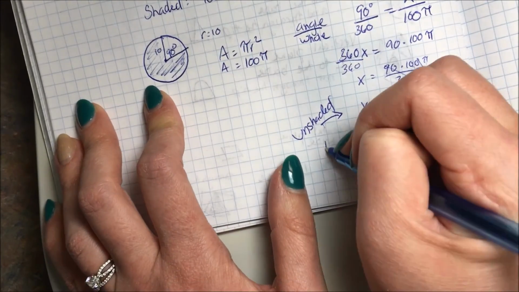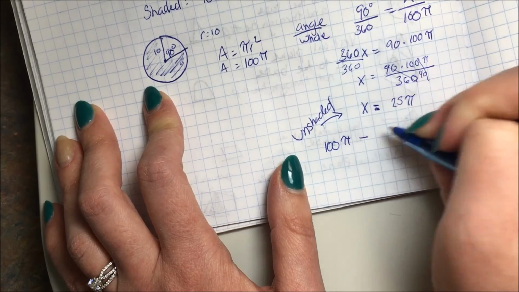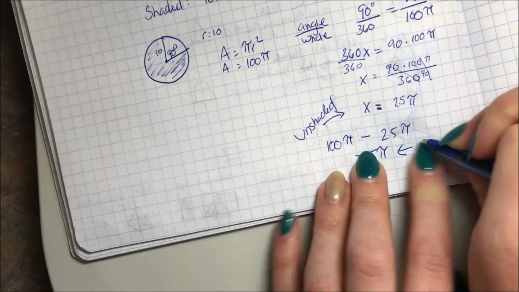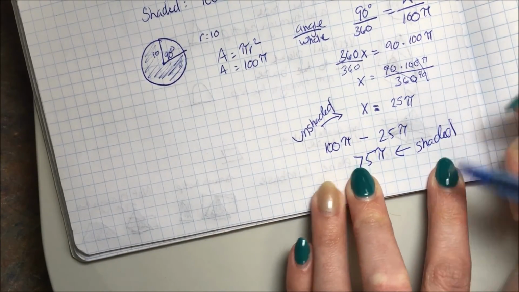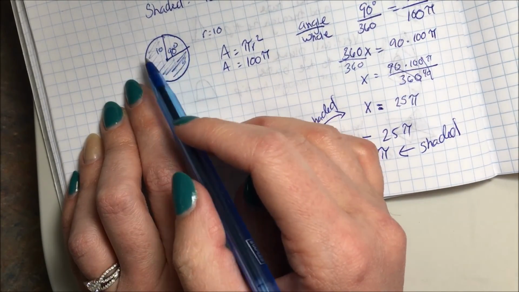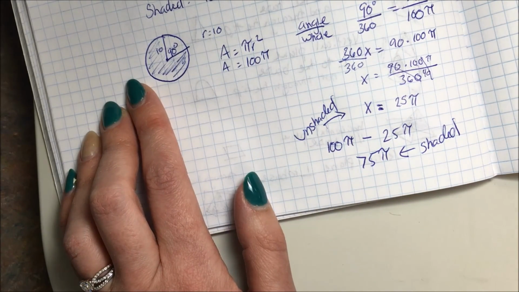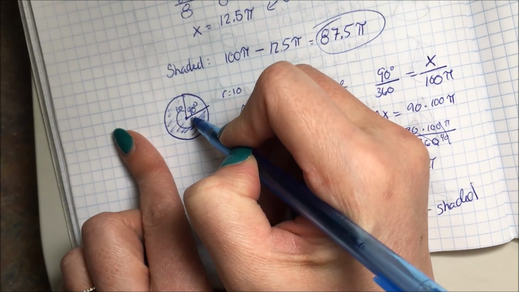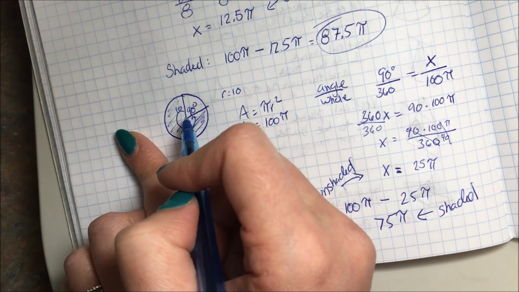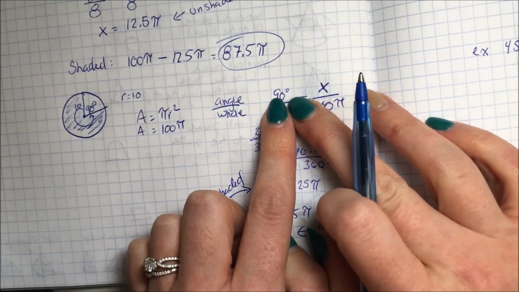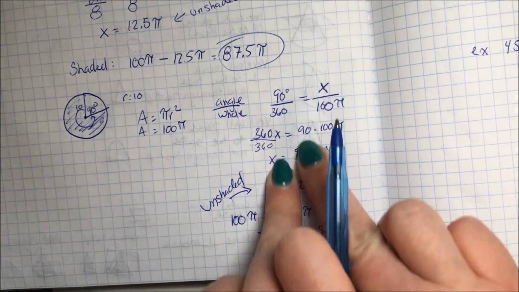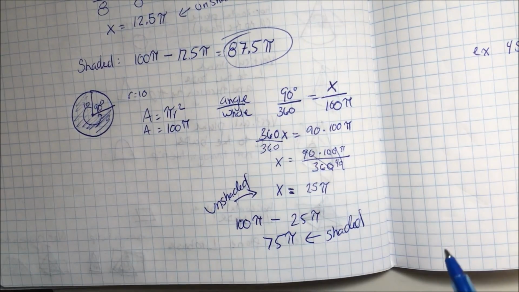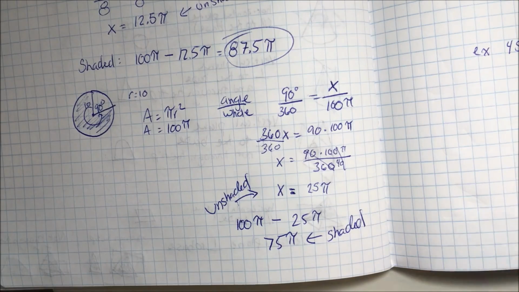To find the shaded area, I do 100 pi minus 25 pi, and that's 75 pi for my shaded area. So I found the unshaded area, then I subtracted it from the whole to find the shaded area. I could also do this where I figure out what angle measure this exterior angle is. So 360 minus 90 is 270, and put 270 here instead. And when I solve this, I'd end up with x equals 75 pi, and just jump right to finding the shaded area. You can do it either way, whatever works for you.